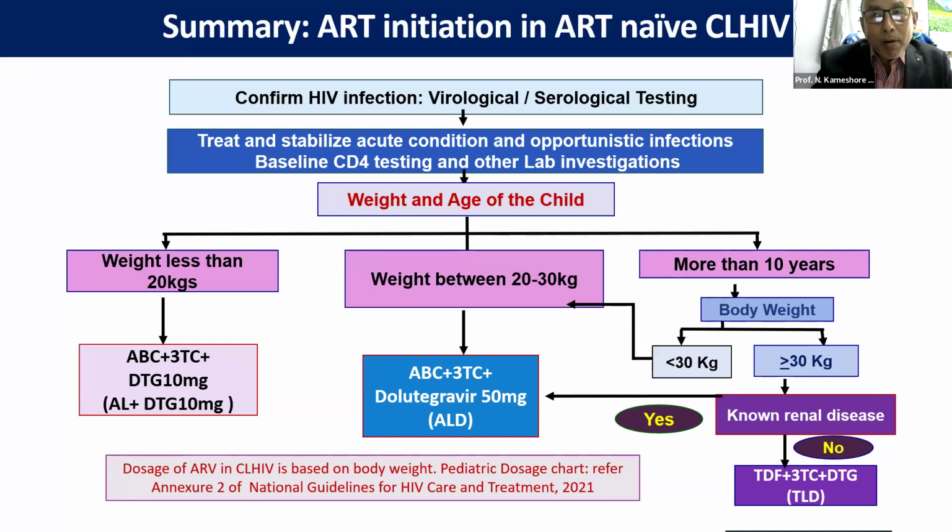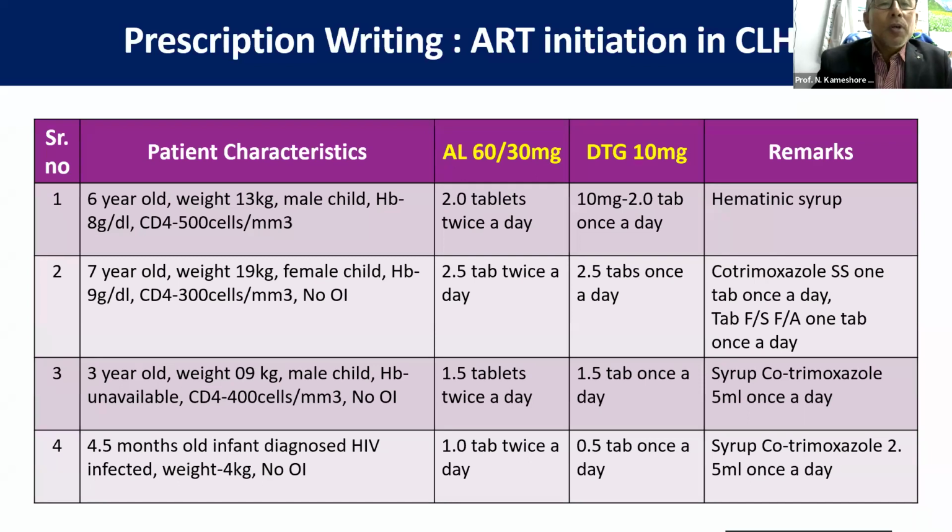So remember, the dose of the ART is based on the weight band of the child. And for this, always keep the pediatric dosage chart at your table. Next. So this is the actual prescription writing of ART in children living with HIV.